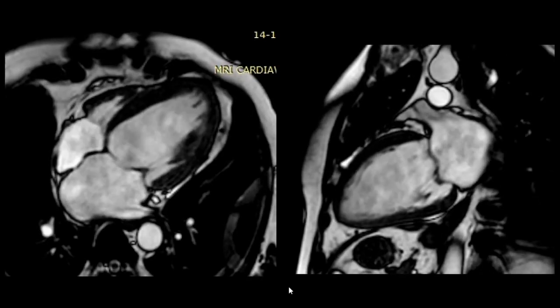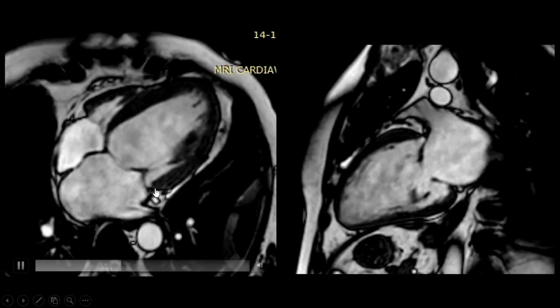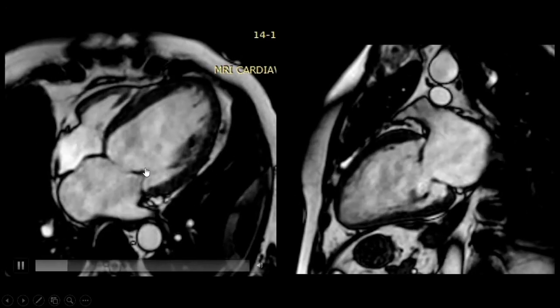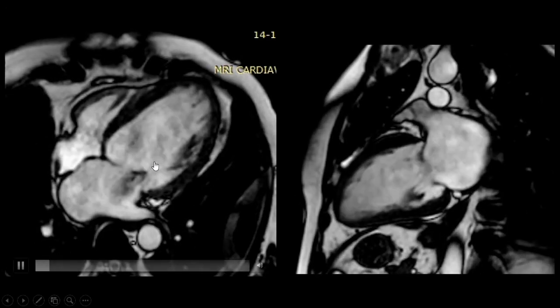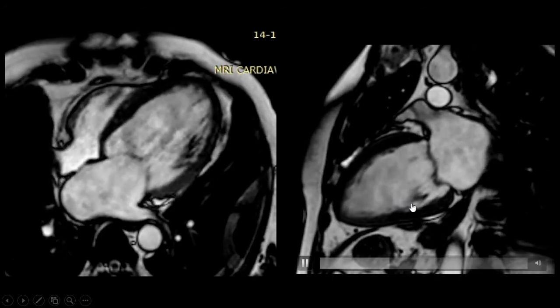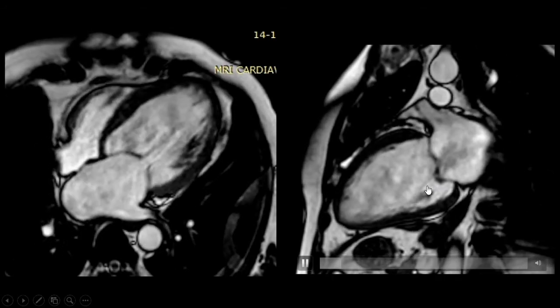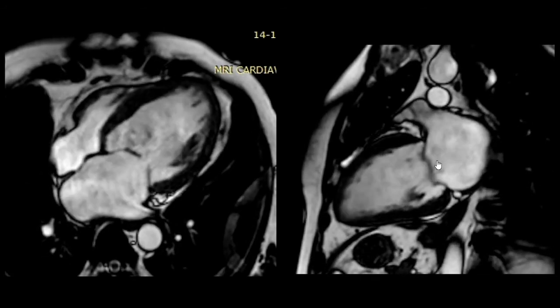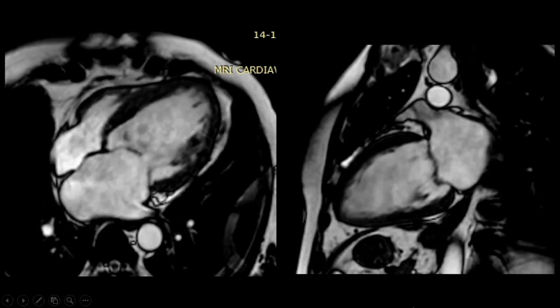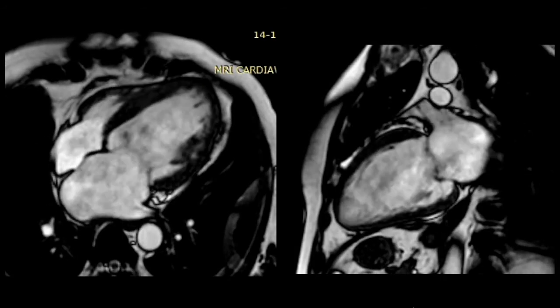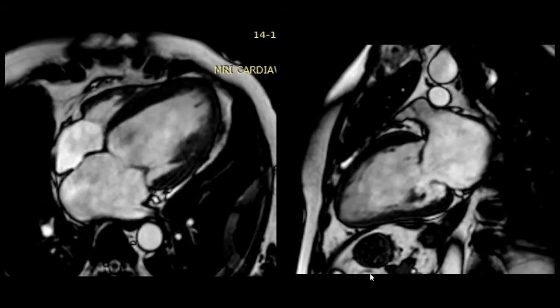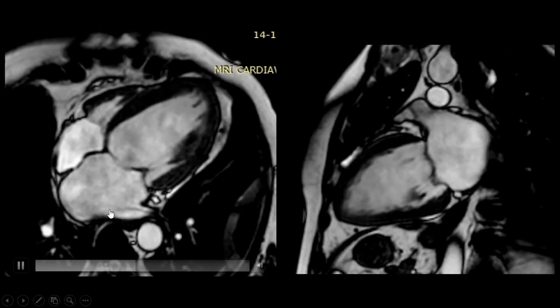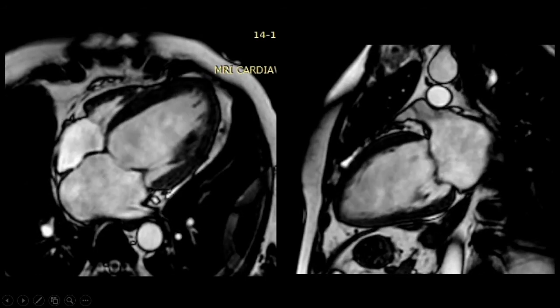This is a case where we can see thickened mitral valve leaflets with restricted opening, and this is the regurgitant jet. Similarly, on the two-chamber view, restricted opening of the mitral valve leaflets with regurgitant jet. So this is a case of mixed mitral disease with mitral stenosis and regurgitation. We can also see the associated left atrial and left ventricular dilatation.